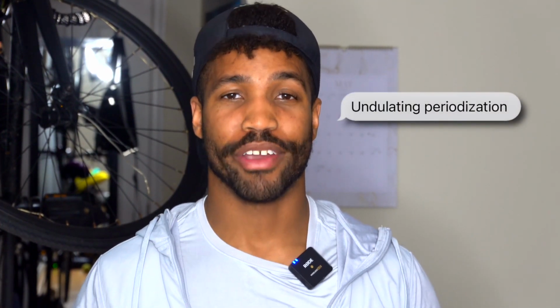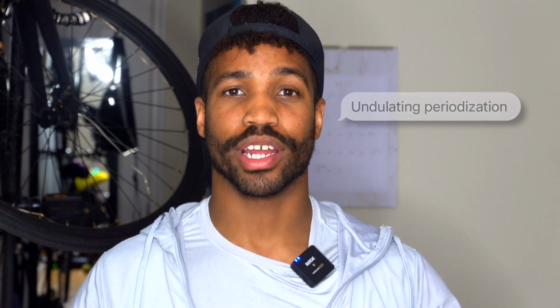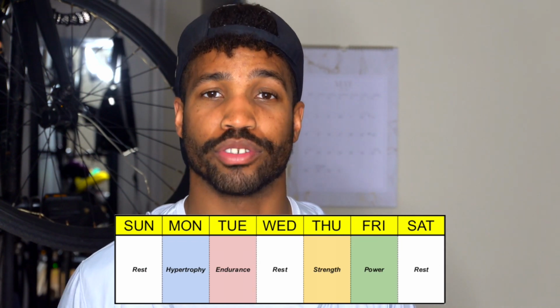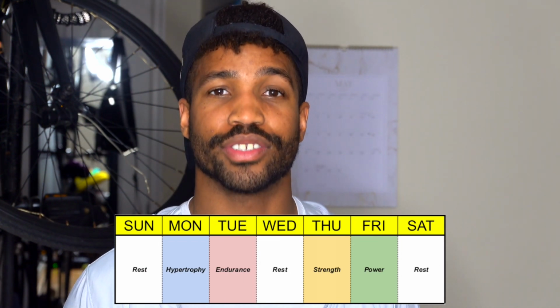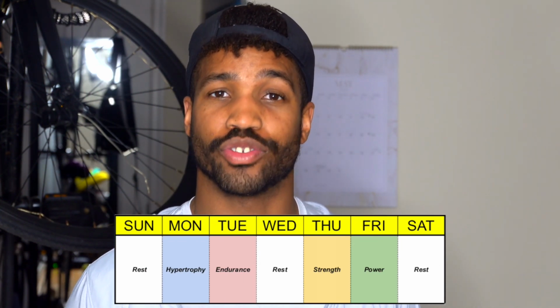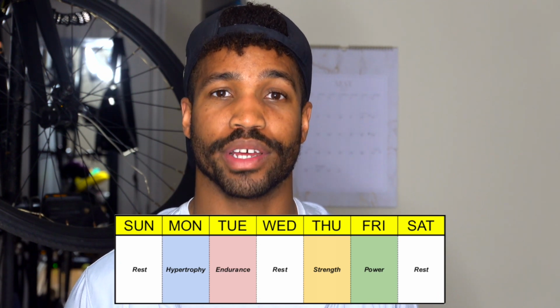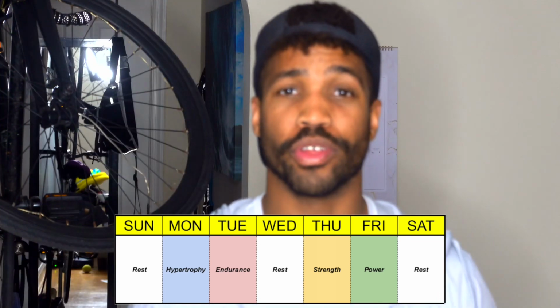Next, let's talk about undulating periodization. With undulating periodization, rather than breaking your training up into cycles, you will train with varying focuses and intensity, either weekly with weekly undulating periodization or daily with daily undulating periodization. Here's an example of a week of training with daily undulating periodization. Monday, hypertrophy focus. Tuesday, endurance. Wednesday, rest. Thursday, strength focus. Friday, power focus. Rest on Saturday, Sunday.